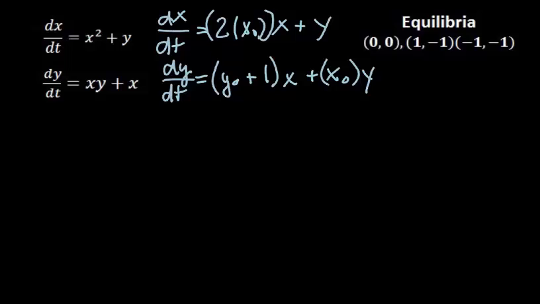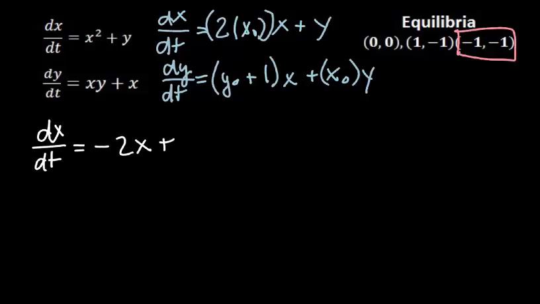And now we can move on to our final equilibria of negative 1, negative 1. So we can go ahead and plug in our values using our formula shown up at the top. So our dx/dt is going to be equal to 2 times negative 1, which is equal to negative 2. So it'll be negative 2x plus y. And then we have our dy/dt, which is equal to our y value, negative 1 plus 1, which is 0, times x, which is 0, plus our x value, which is negative 1, times y, so that'd be negative y. So then our a value is equal to negative 2, our b is 1, our c is 0, and our d is negative 1.